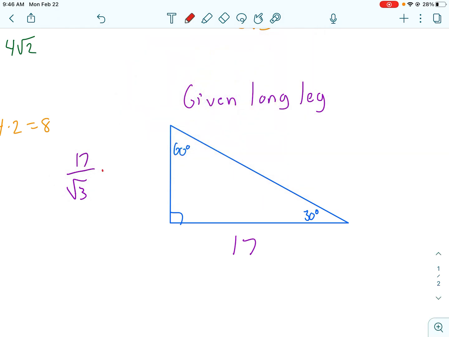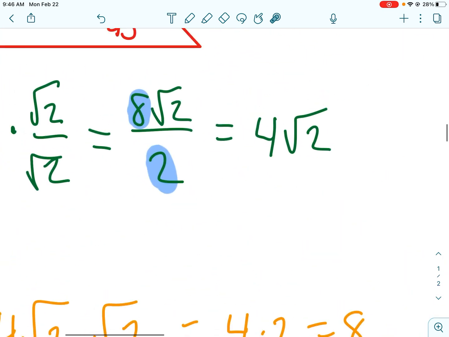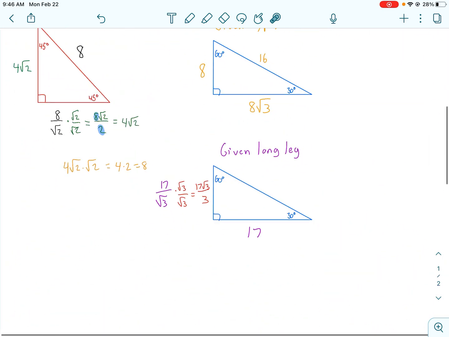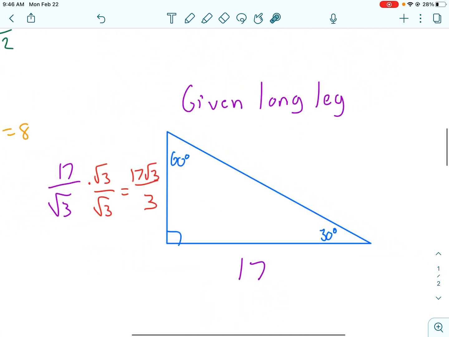Again, in this case, we have to multiply by radical 3 over radical 3, and you get 17 radical 3 over 3. The square roots cancel right here when you multiply them together. Check these two numbers only, 17 and 3, see if they can be reduced. They can't, unlike here where we did reduce them, remember? Okay, those cannot be reduced. So our long leg is 17 radical 3, our short leg is 17 radical 3 over 3.